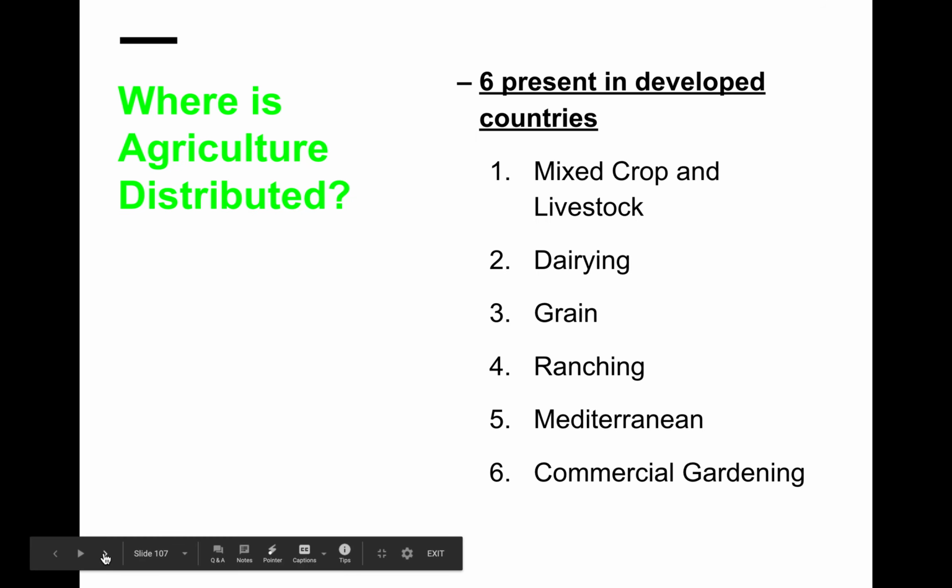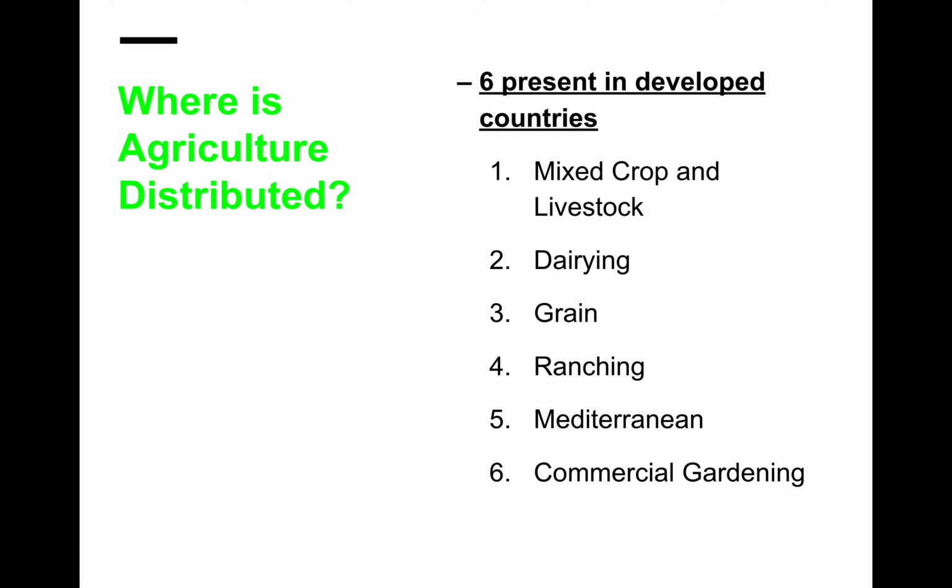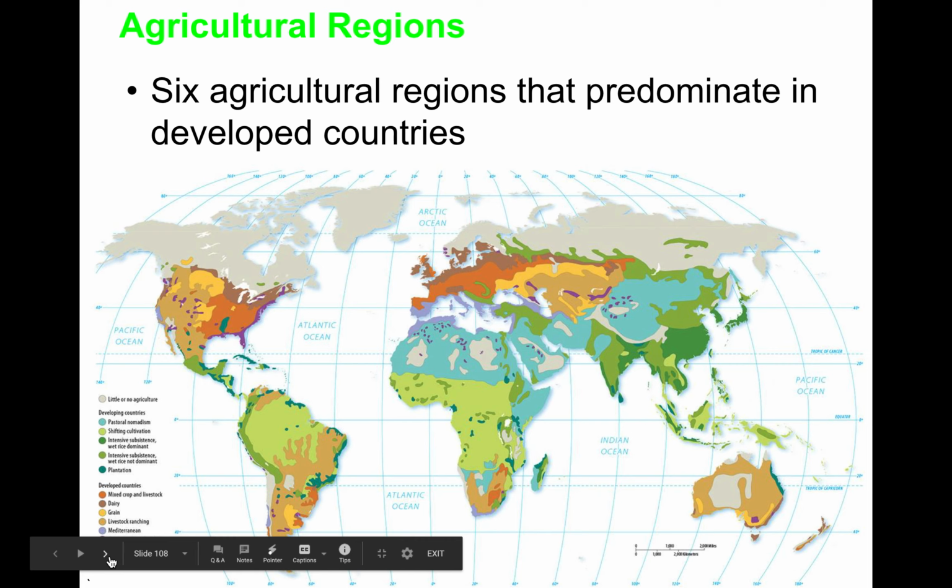All right. Let's go to developed regions of the world where they have mixed crop and livestock, dairying, grain, ranching, Mediterranean, and commercial gardening, also known as truck farming. All right, let's start with the 6 agricultural regions. Again, it shows us where we might find some of these farming practices.